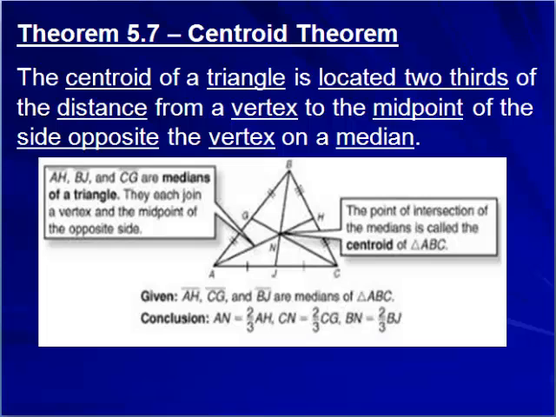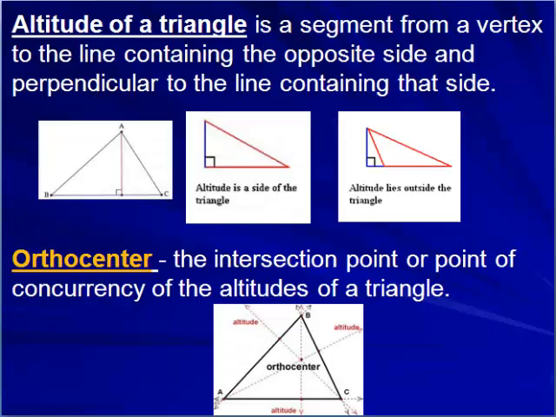Okay, let's move on to our last slide here. Altitudes. An altitude of a triangle is a segment from a vertex to the line containing the opposite side and perpendicular to the line containing that side. So we got 3 scenarios here. Your altitudes, basically they start at a vertex and they drop straight down, or perpendicular, I should say, to the opposite side of the triangle. We're not bisecting it. On this picture here, BC is not cut in half evenly. But we do have an altitude coming down from A to its opposite side.